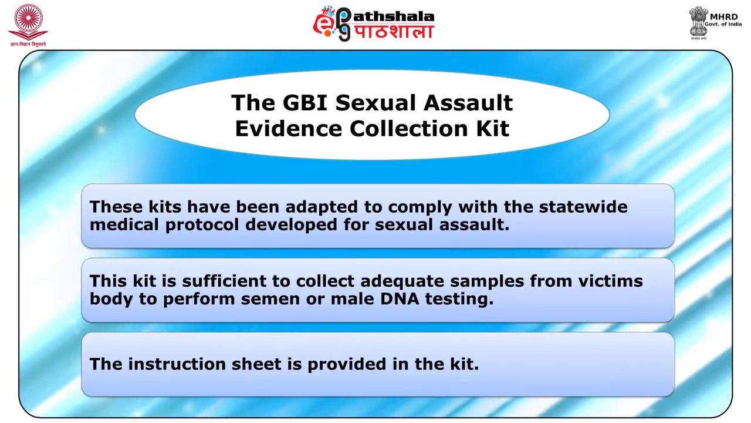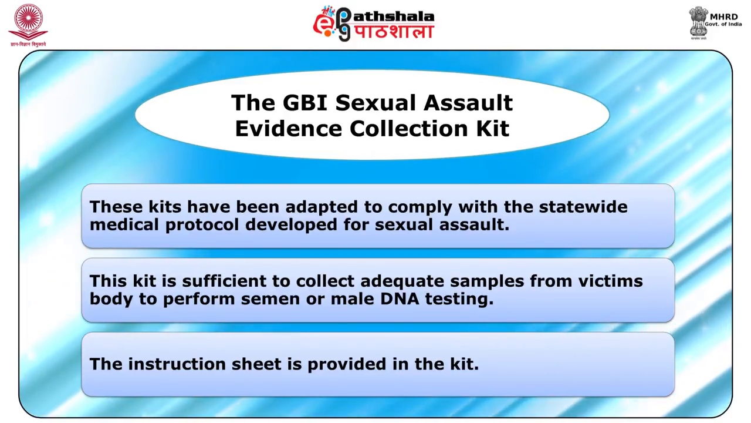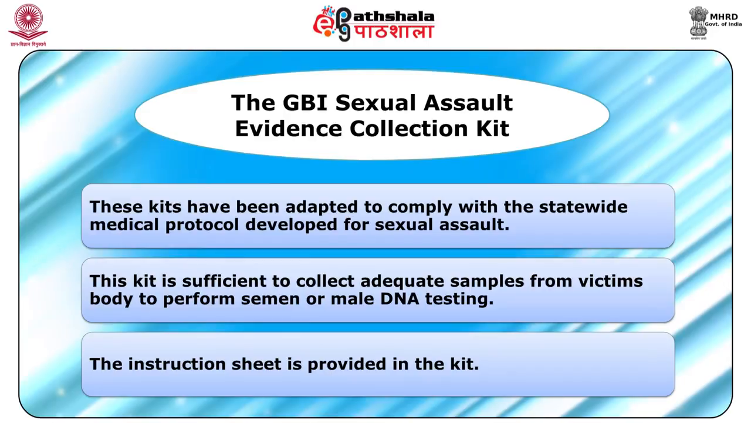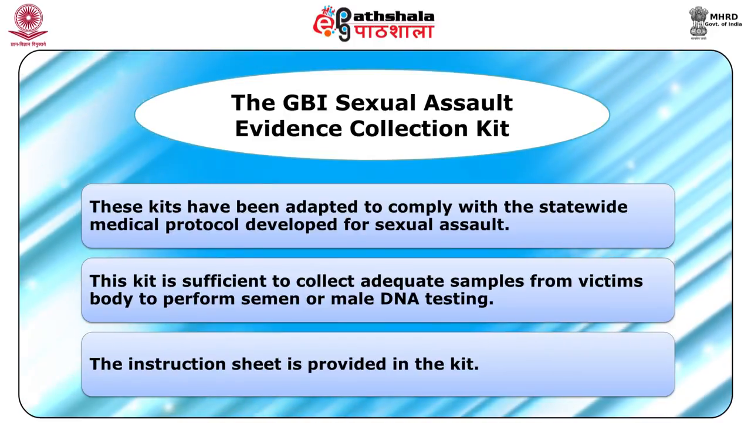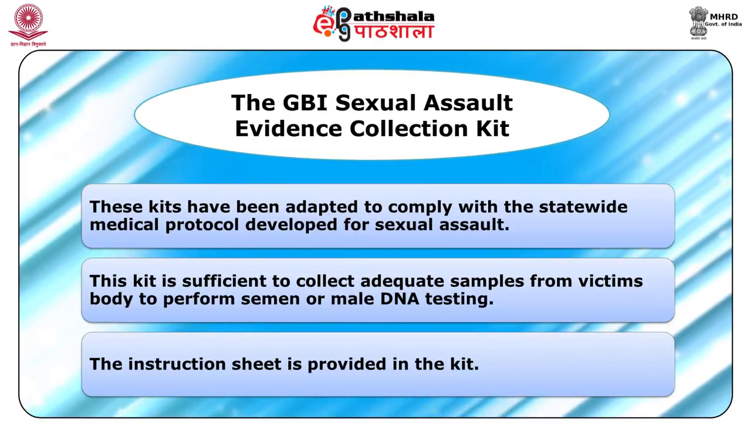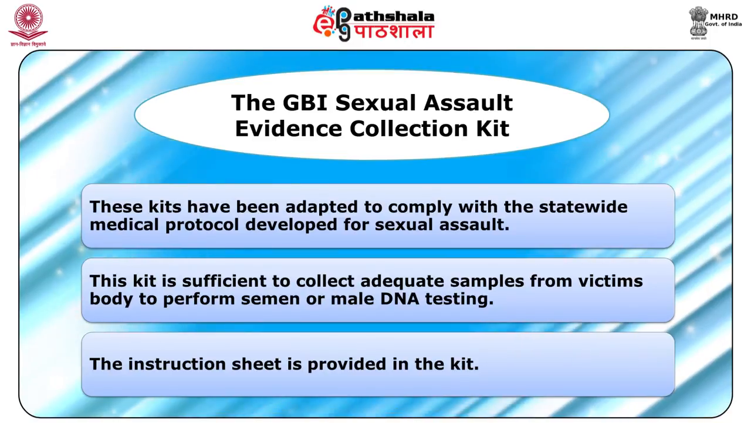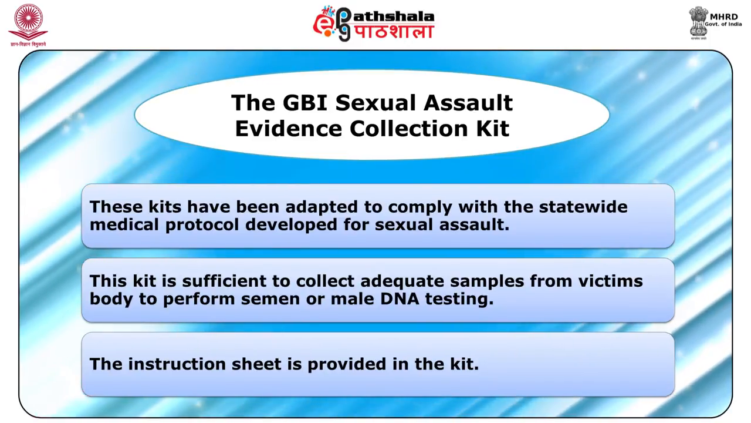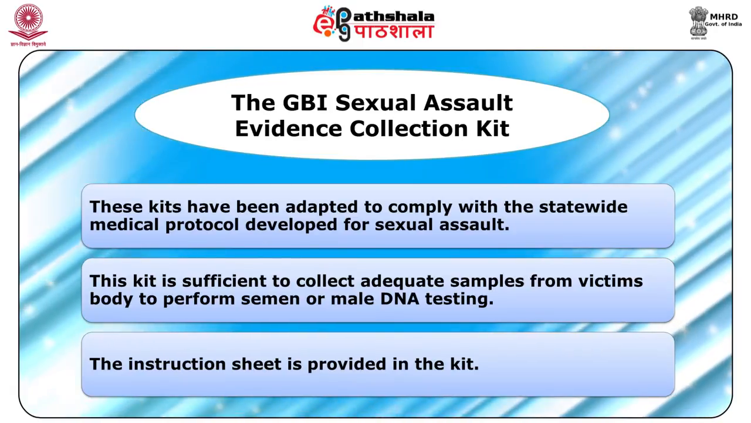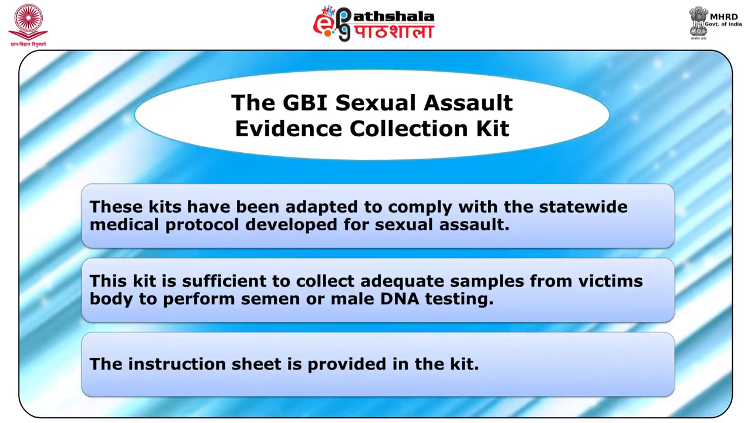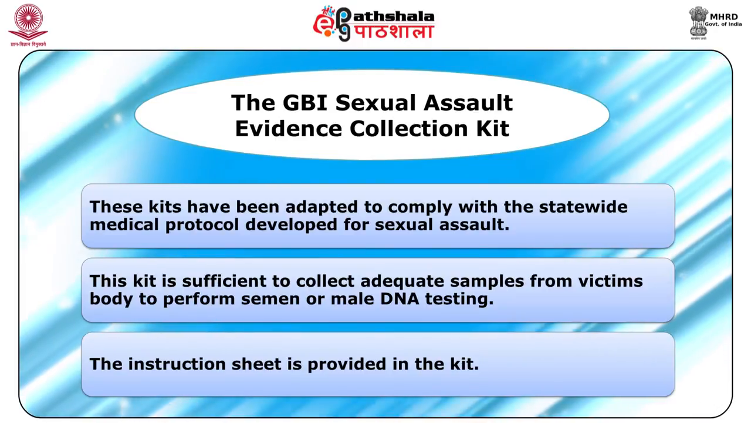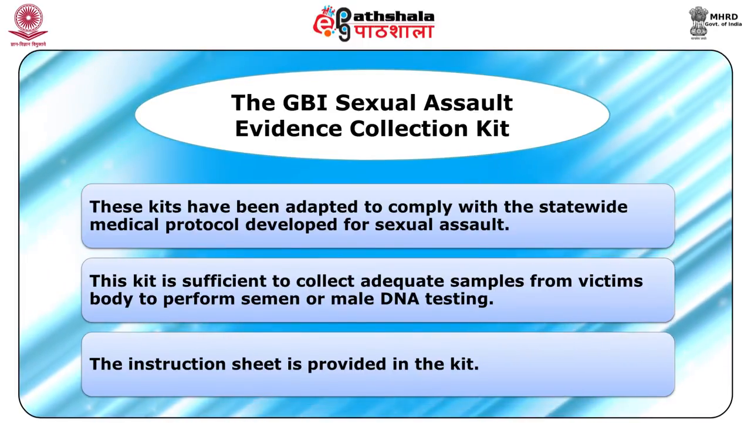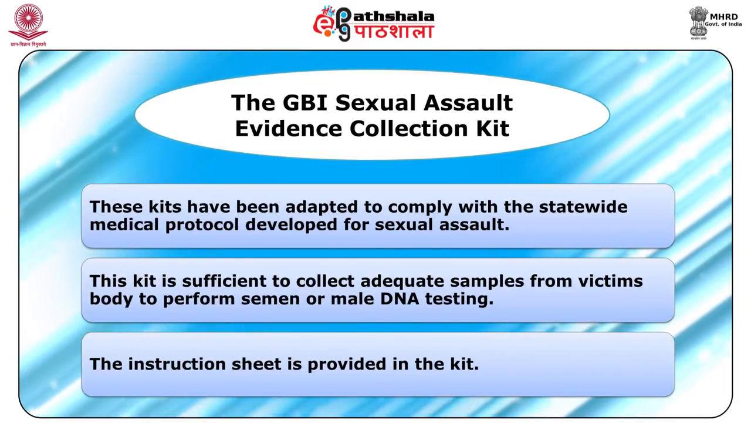Sexual assault evidence collection kits. The GBI sexual assault evidence collection kit is prepared commercially. These kits have been adapted to comply with the statewide medical examination protocol developed for sexual assault victims. The kit is sufficient to collect adequate samples from the victim's body to perform semen or male DNA testing. The instruction sheet provided in each kit is explicit and complete for proper evidence collection. Inadequate collection and preservation of these samples can eliminate the potential for suspect identification.